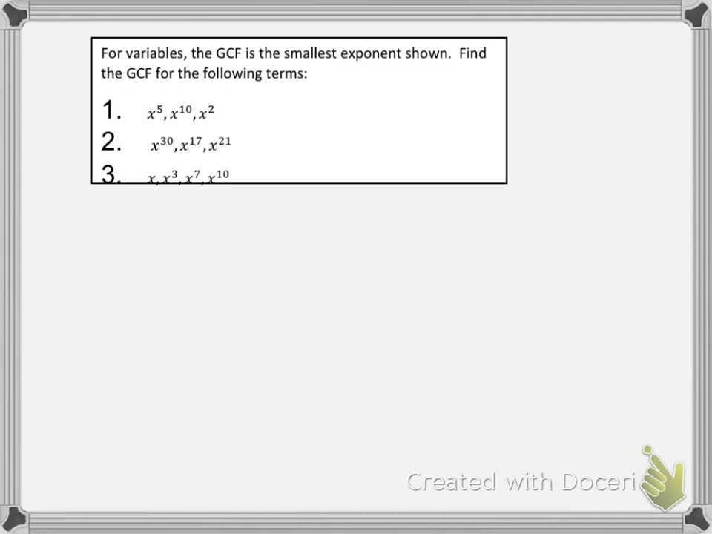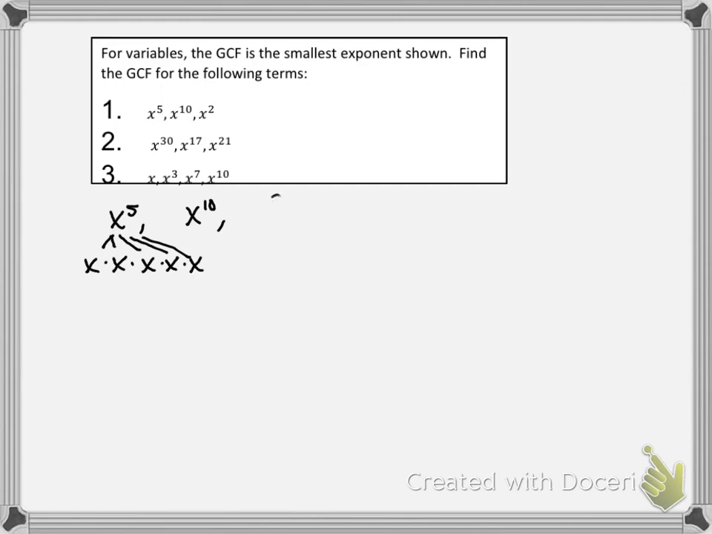Okay. So let's look at these. Let's say we have x to the 5th, x to the 10th, and x squared. Now, if I wanted to, I could go through and rewrite them as multiplication. So I'll do that for the first one. I won't do that for the rest of them. So x to the 5th is 1, 2, 3, 4, 5 x's. Okay, so that's my tree.